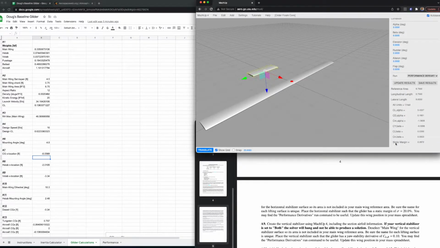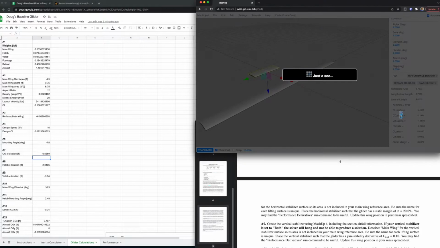okay, at the bottom of this list of performance derivatives, which has derivatives with respect to alpha and beta, is the static margin. So right now we're at 28% or 29% static margin. That's a little bit much. We've got a little bit too much pitch stability. So I'm going to scooch this forward just a little bit, update results.